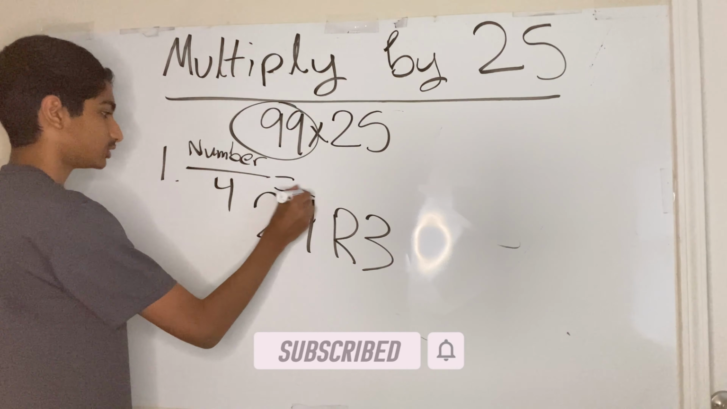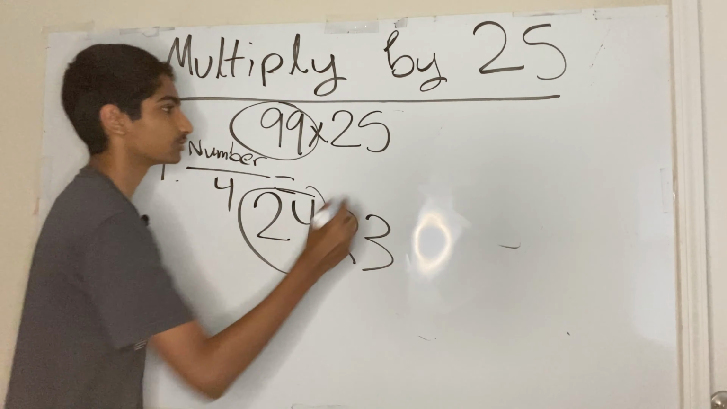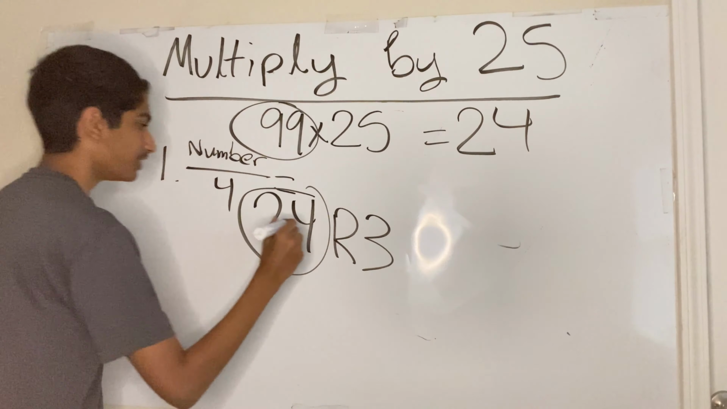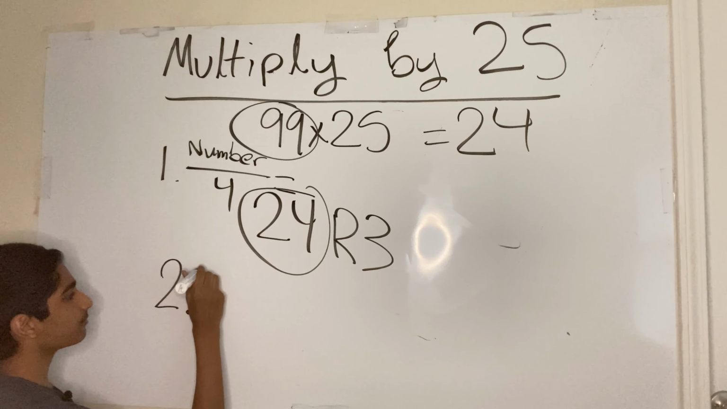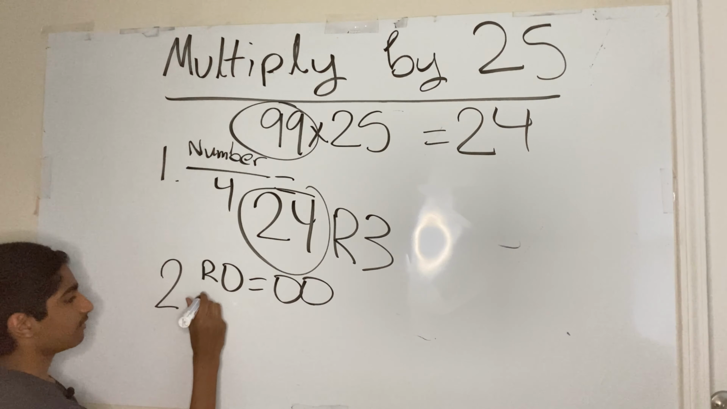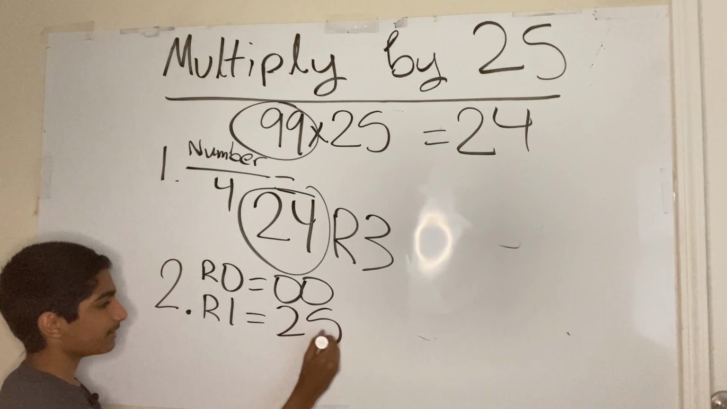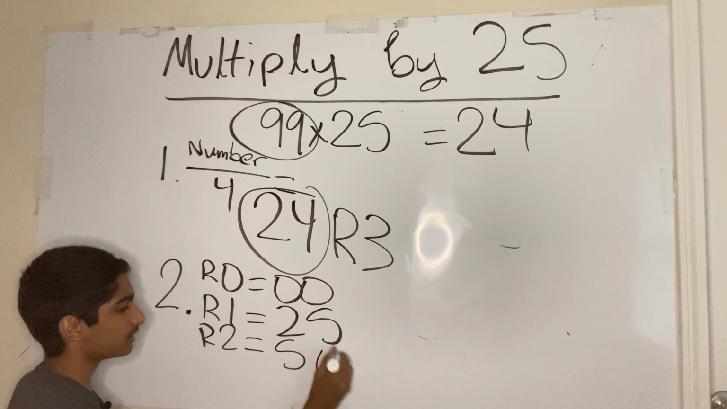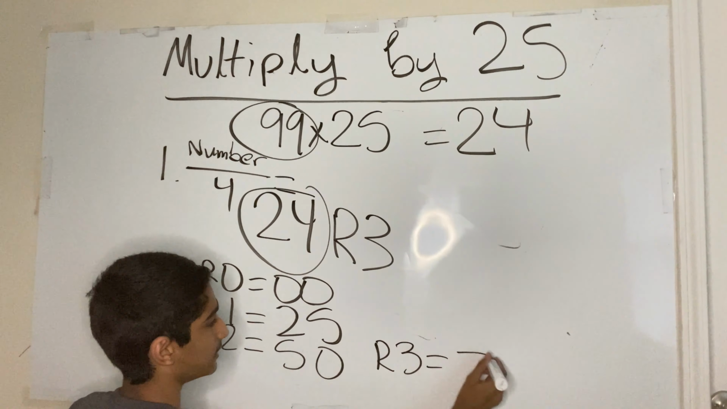But for right now, this 24 is going to be really key, since that's what's going to be our first two digits. So we'll write 24 right over here. And then with this remainder, we can find out the last couple digits. If you have a remainder of 0, the last two digits are going to be 0, 0. If we have a remainder of 1, the last two digits are going to be 25. If you have a remainder of 2, the last two digits are going to be 50. And if you have a remainder of 3, the last two digits are going to be 75.